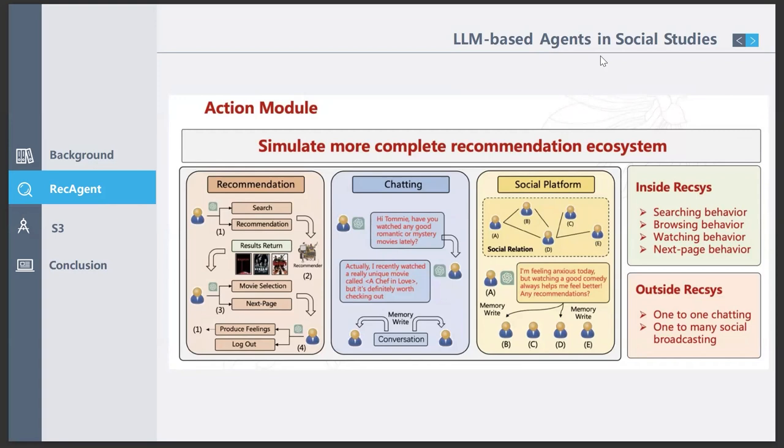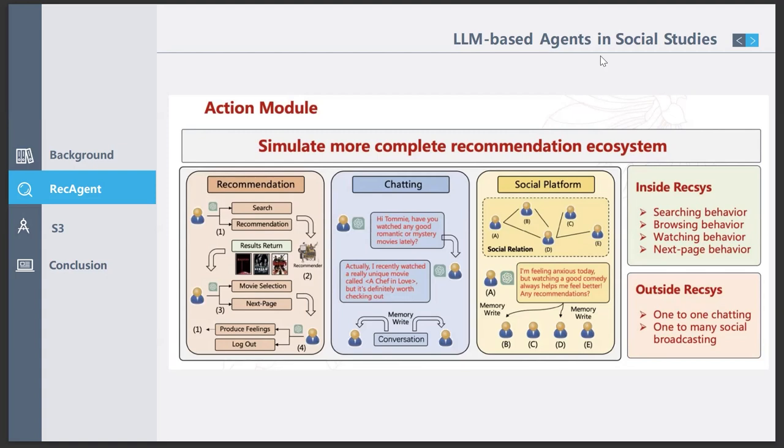And the agent, if it does not have some interest in movies, then it can require the system to go to the next page to provide more movies. And after watching the movies, the agent can generate some feelings about the movies, and the feelings will be incorporated into the memory. The second scenario is about one-to-one chatting.